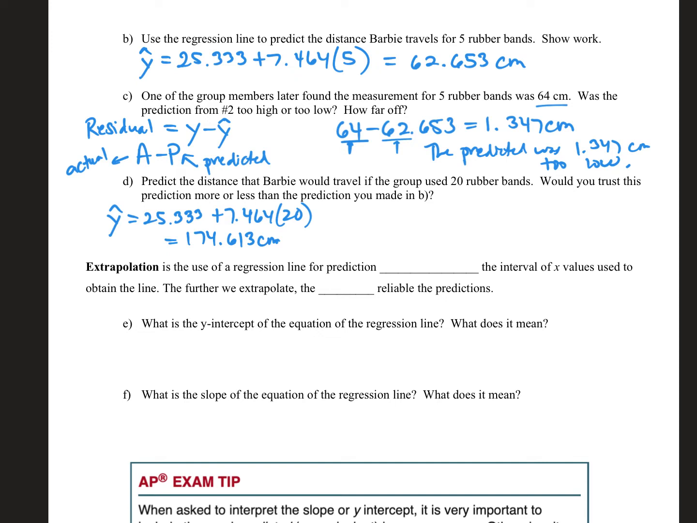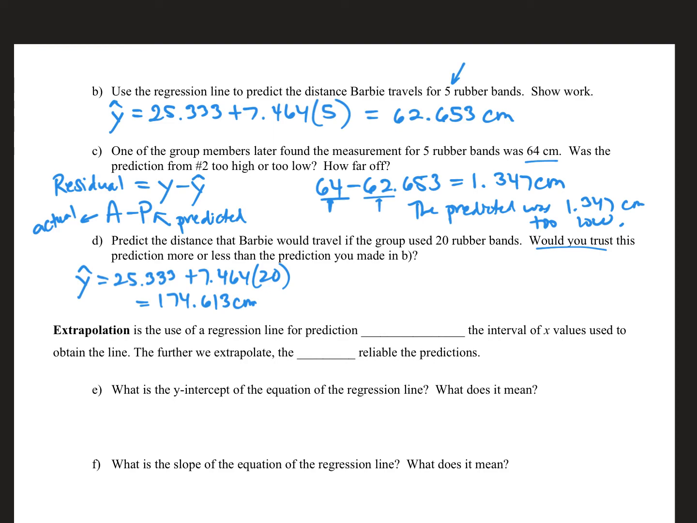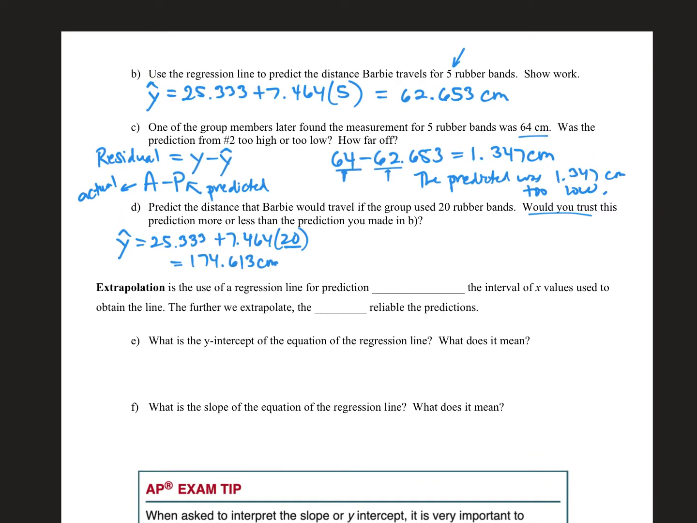Okay, now this follow-up question says, would you trust this prediction more or less than the one you made in B? So in B, we made a prediction with 5 rubber bands, and here we made a prediction with 20 rubber bands. For me, I would say I would trust it less because it's so far away from the other points.